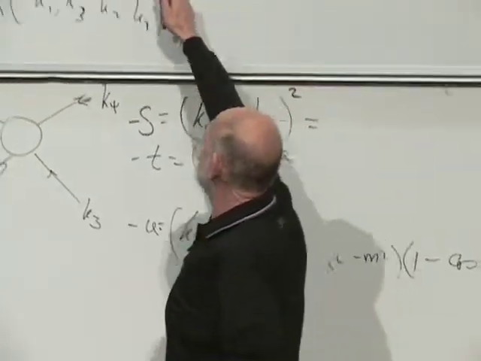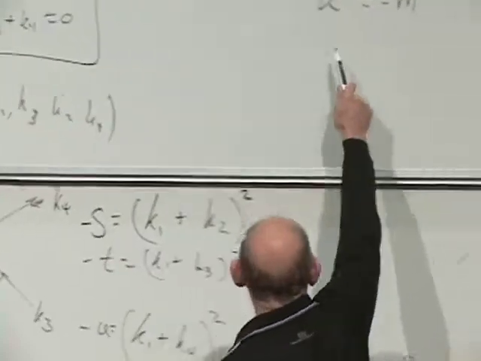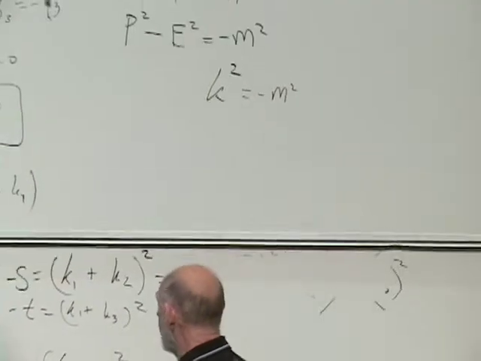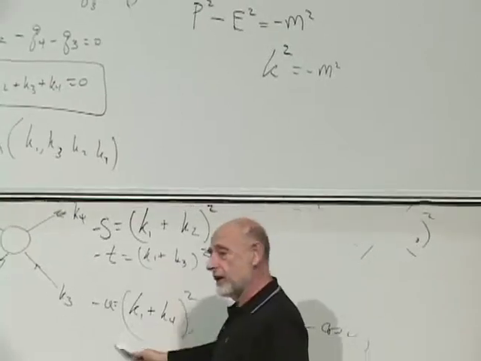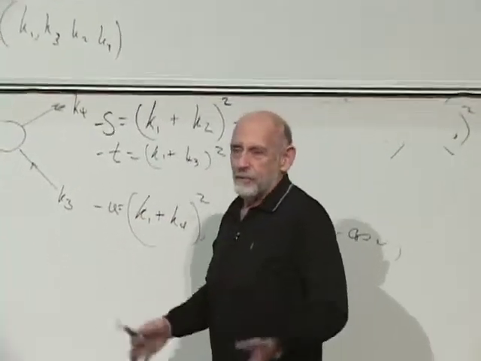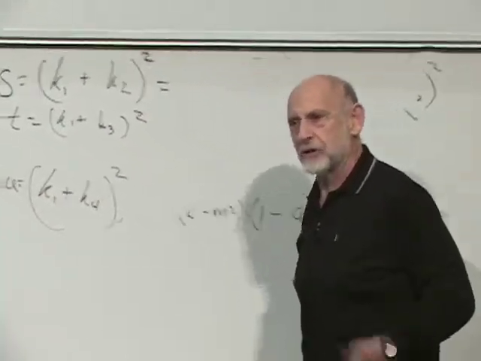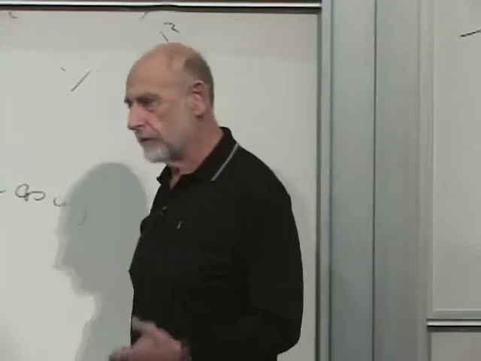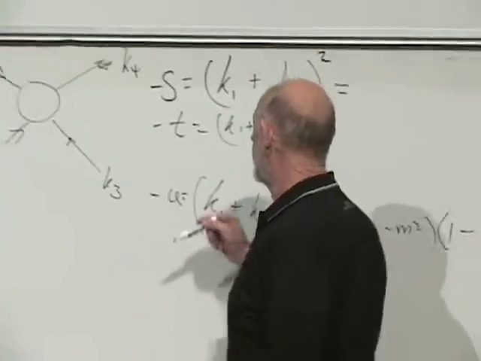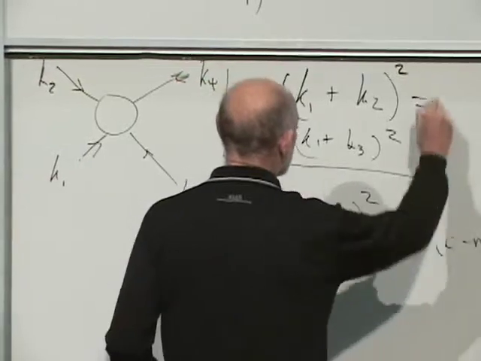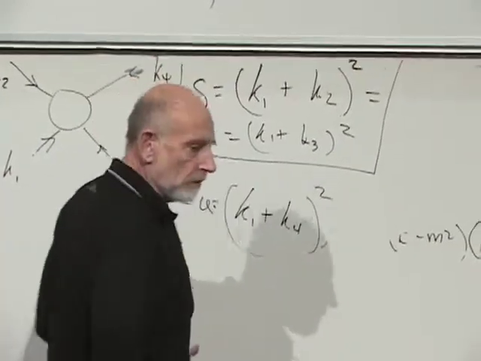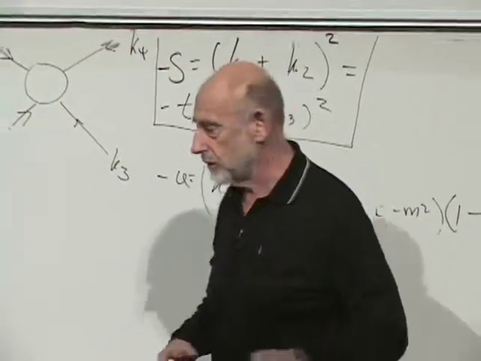If you use the momentum conservation and you use the fact that each k squared is m squared, what you'll find is that s plus t plus u is equal to minus 4m squared or something like that. There's a constraint among them. There are not three independent ones, only two. These are the two interesting quantities. The third one is dependent on the other two.